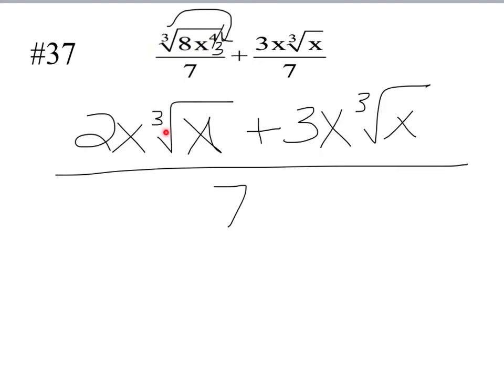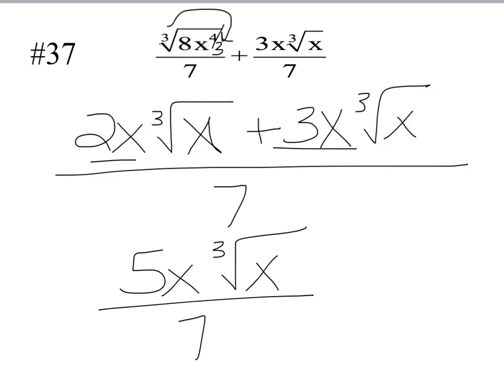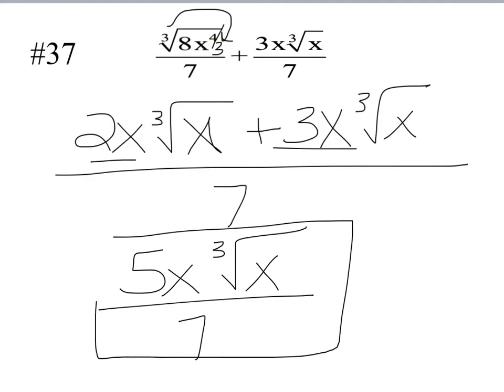Now, because both of these indexes and radicands are the same, I can go ahead and add these coefficients together and clean this up a little bit. So 2x plus 3x is 5x cube root of x all over 7. And nothing here simplifies because 5 and 7 cannot be reduced any further. Okay, so we can't reduce that anymore.